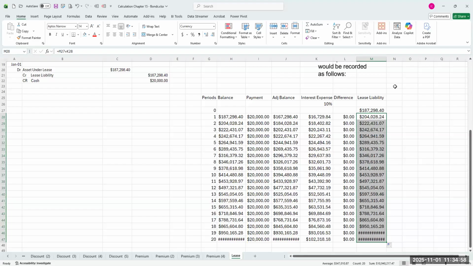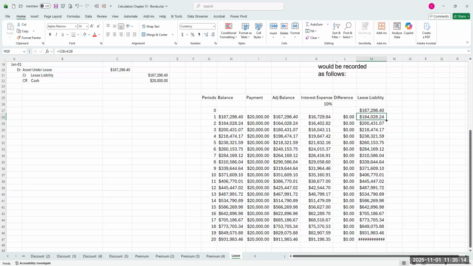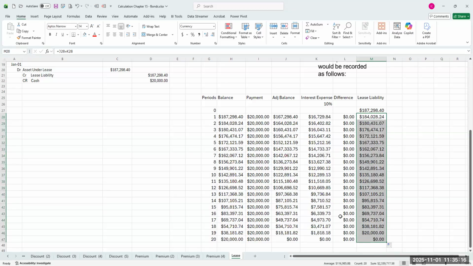That doesn't make sense. Just a second. Let me check my formulas. So this one is here. This one goes, I think, here, 167 equal to this one. Sorry, this one plus that one. That will be my interest expense. That's how it's going to be. And this should bring me down to 0. There we go.